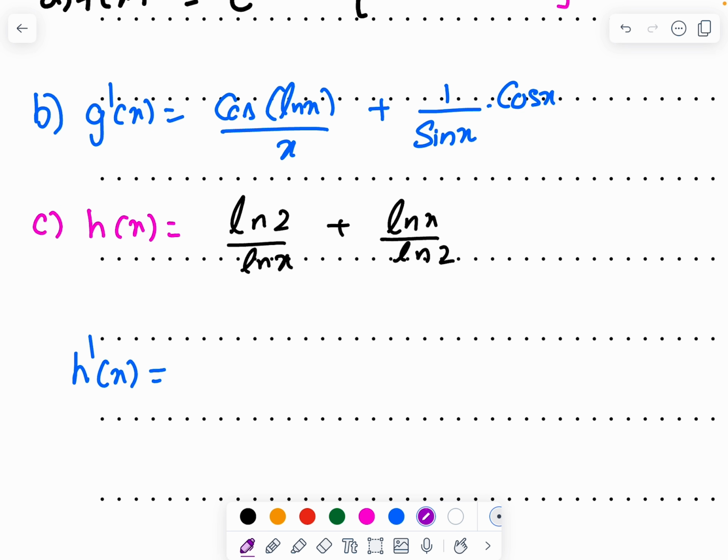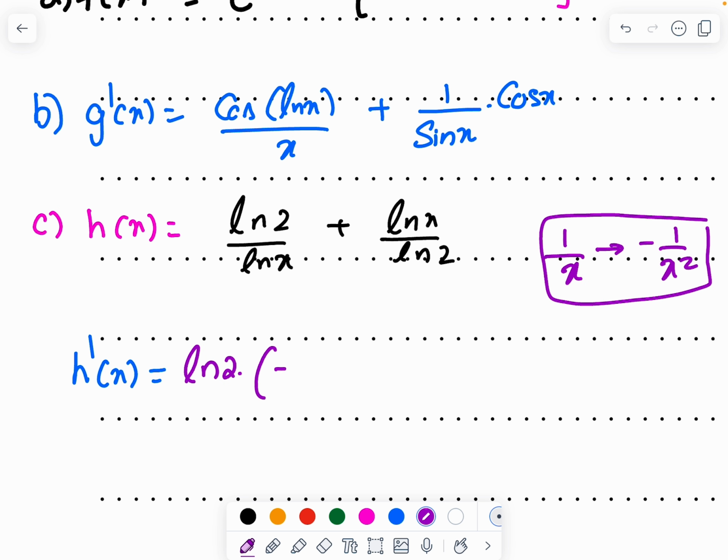So remember, we'll be doing this many times. 1 upon x derivative is minus 1 upon x square. So ln 2 is a constant. 1 upon ln x derivative is minus 1 upon ln x whole square.